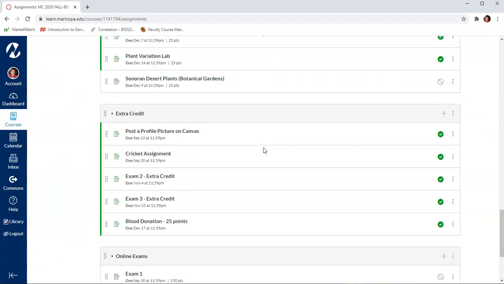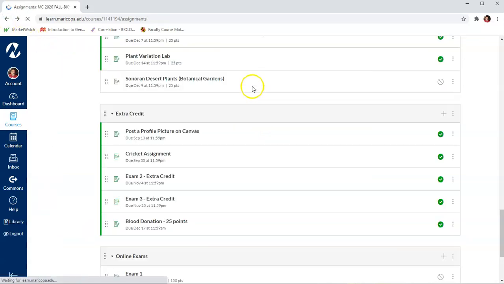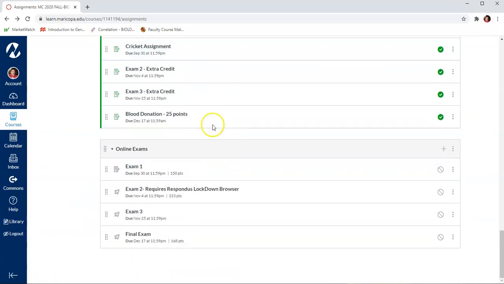All right. There's some extra credit. Like I said, if you post a profile picture on Canvas, I'll give you 10 extra credit points. It doesn't tell you the point value here, but I can tell you right now that this one is worth 10, 10. I'll add that in. And then this is 10. And then this one is 25.